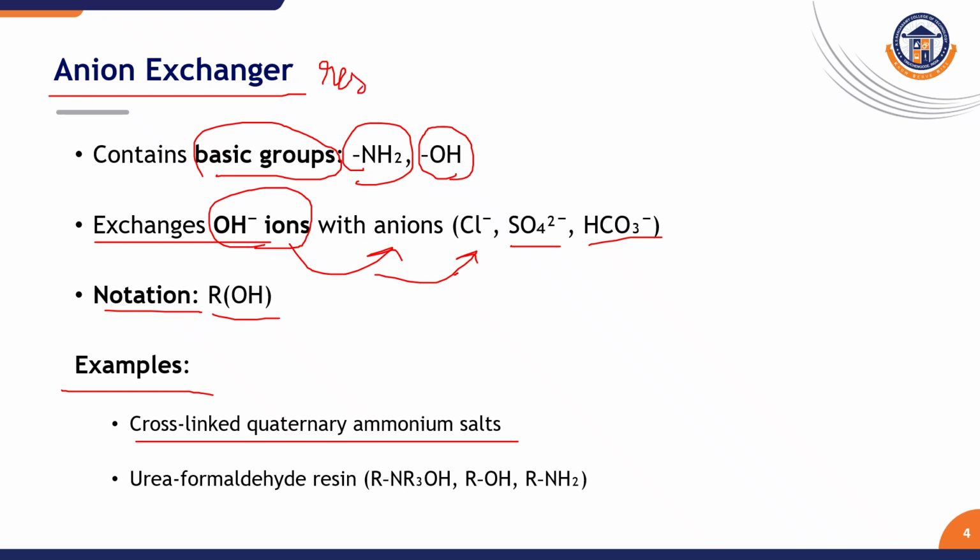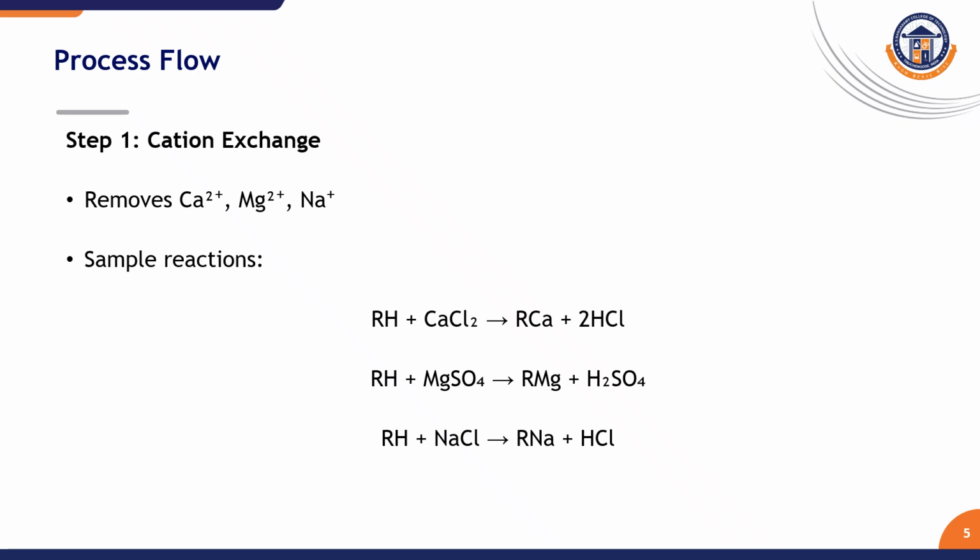And then other compounds which we use as an anion exchanger resin are urea formaldehyde resin. So R-NR3OH, R-OH, R-NH2. So a primary amine can also be used, or any other alkylated amine can also be used. The R group may be aryl or alkyl groups. Then we move on to how the reaction flows.